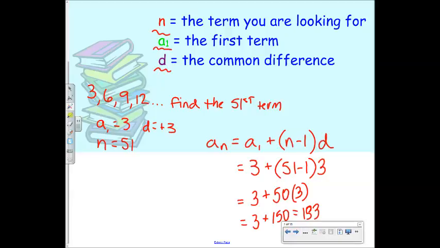Plus 3 is the common difference. So 3 plus 3 gives you 6. 6 plus 3 gives you 9. The common difference is whatever you guys just found on the board.